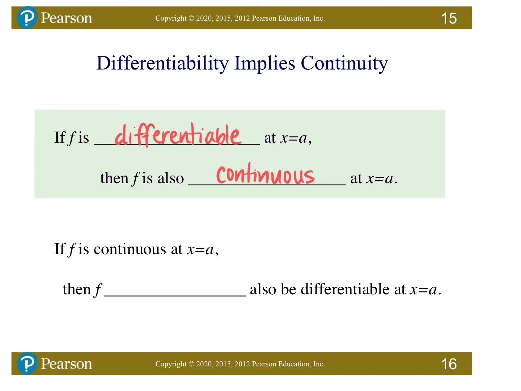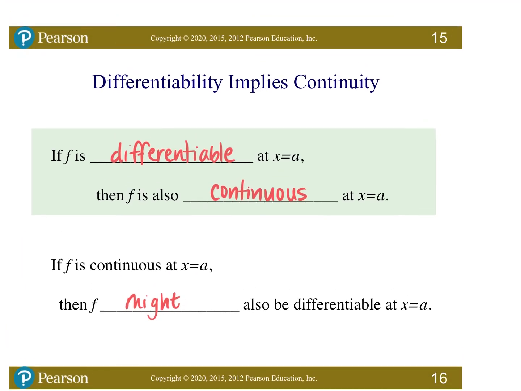If f is continuous, then f might also be, could also be, maybe also be differentiable, but there is no guarantee. So the classic: all you have to do is point to an absolute value. It's continuous, but it's not differentiable. Point to a cube root: continuous, not differentiable. You can come up with lots of different examples. If it's not continuous at all, it's for sure not differentiable. That's impossible. All right.